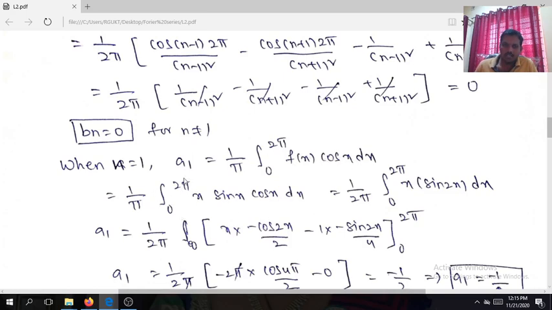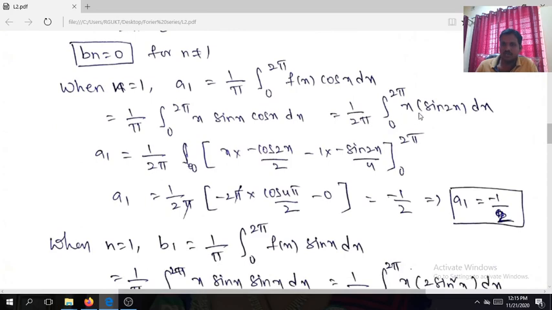1 by pi integral 0 to 2 pi x sin x cos x. Multiplying with 2, dividing with 2, 2 sin x cos x is nothing but sin 2x. You go for the integration by parts formula. Applying this, you will get a1 is equal to minus 1 by 2. In that general formula, a1 does not exist, n is equal to 1 is not valid. But I separately find a1, that is minus 1 by 2.